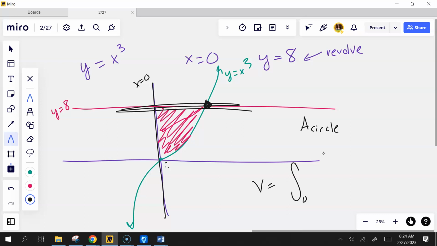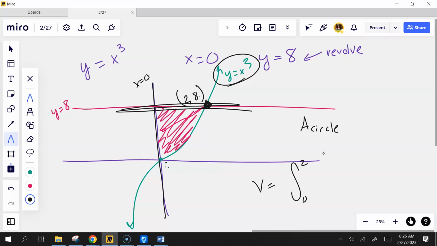So at this point, y is 8. So if y is 8, x would be 2 there, right? So I'm going to go from 0 to 2. This point would be 8, 2. So now the area of the circle.